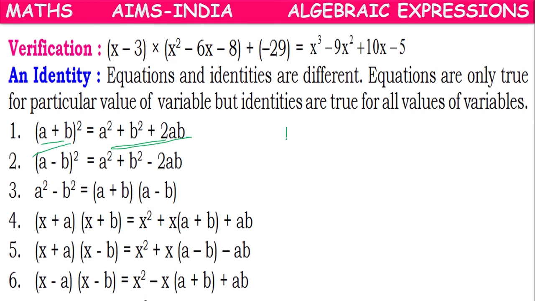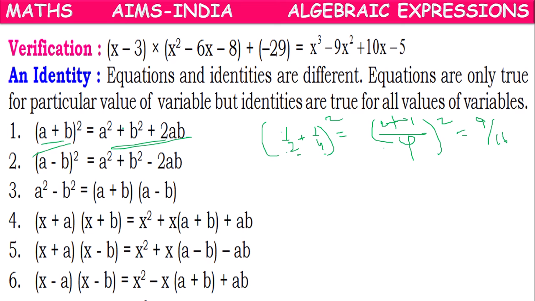Let's take one fraction. 1 by 2 plus 1 by 4, whole square. What is the LCM of 2 and 4? 4. 2 times 4, 2, 1 is 2. 4, 1 is 4. So 2 plus 1 by 4 whole square. 2 plus 1, 3 by 4 whole square. 3 square is 9, 4 square is 16.